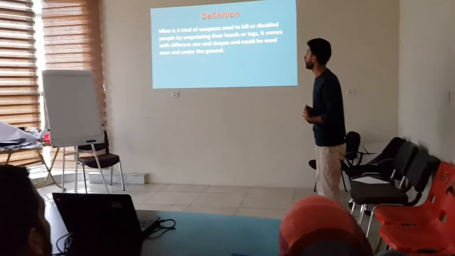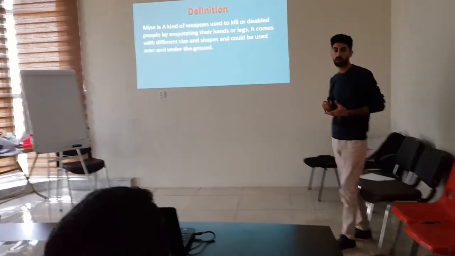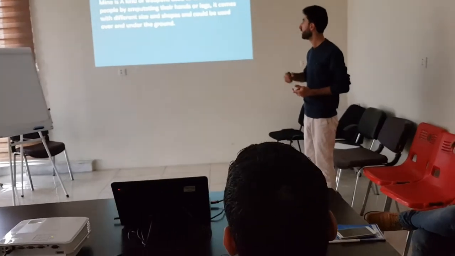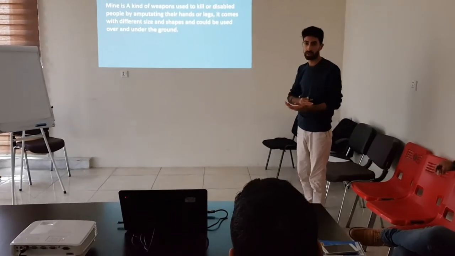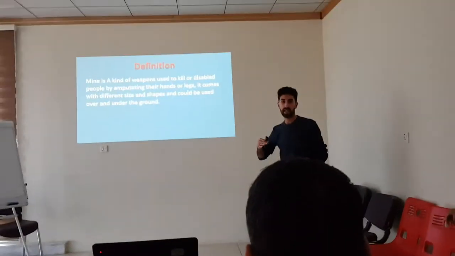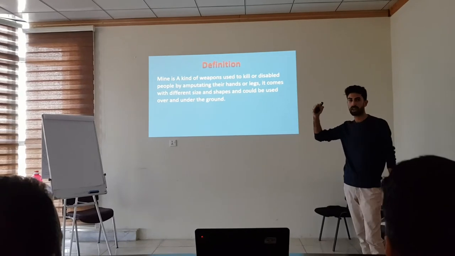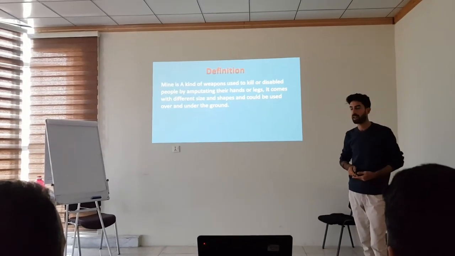Definition of a mine. A mine is a kind of equipment. It's used to kill or disable people by amputating their hands or legs. It comes in different sizes and different colors, and it could be put on the ground or under the ground.